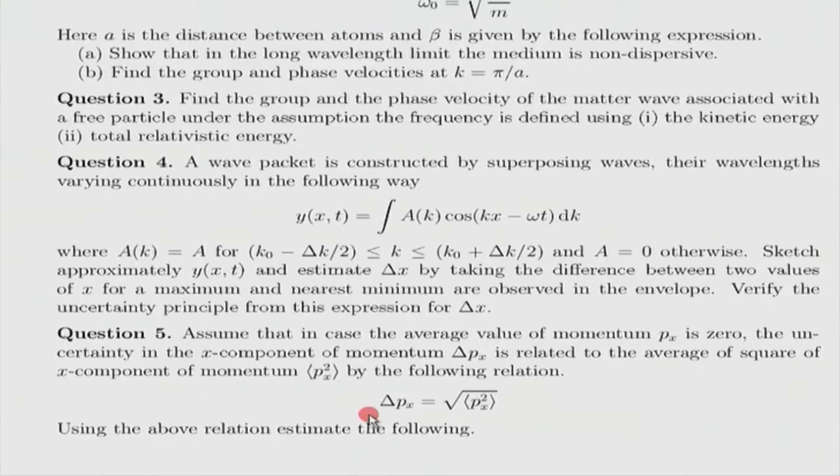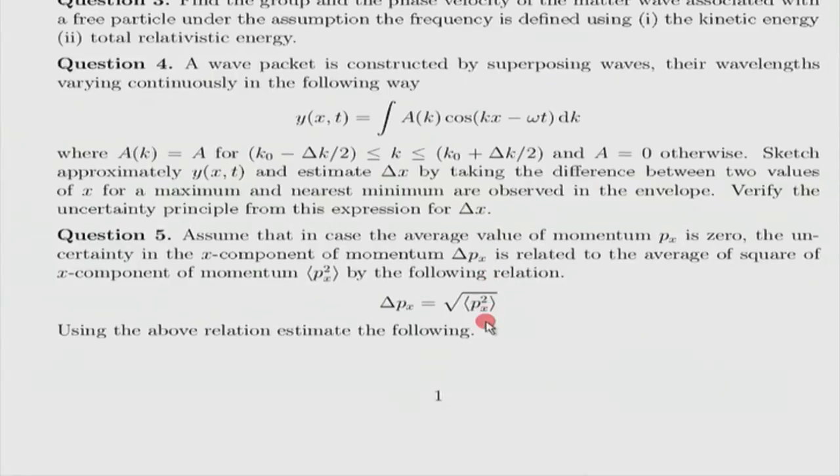So the information given in the problem is that the average value of momentum p x is zero. The momentum in the x direction is given as zero. And so the uncertainty, the standard deviation in the momentum, is just given by the square root of the expectation value of p x squared.